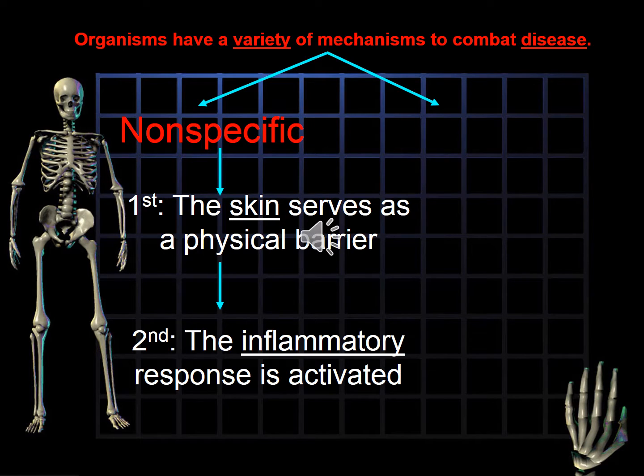We have a variety of mechanisms to combat diseases. We have nonspecific immune protections. The first layer of defense is our skin. It's a physical barrier that keeps the pathogens out. The second layer of defense is the inflammatory response. If something is able to get through the first barrier, which is your skin, then swelling, or inflammation, is activated. So you get swelling or inflammation in a part where something has gotten in that shouldn't be in there.